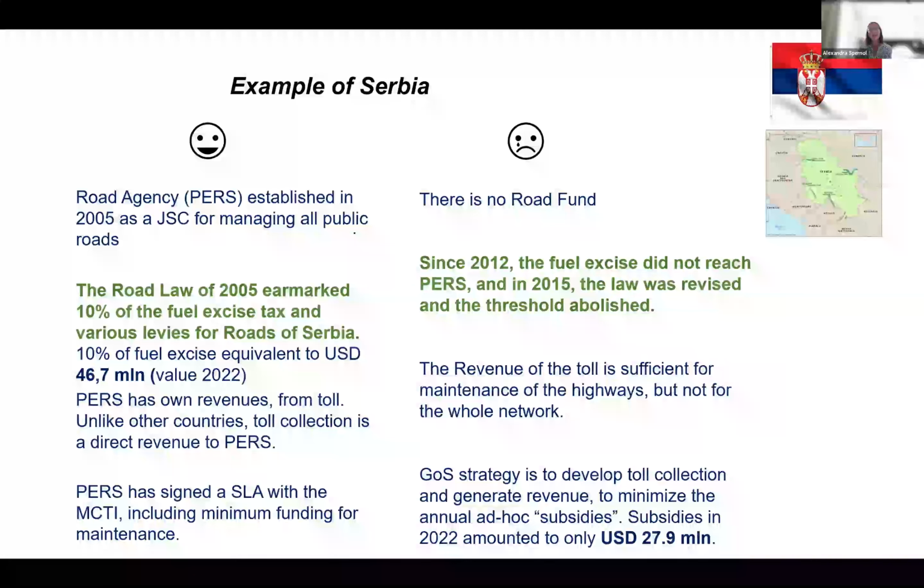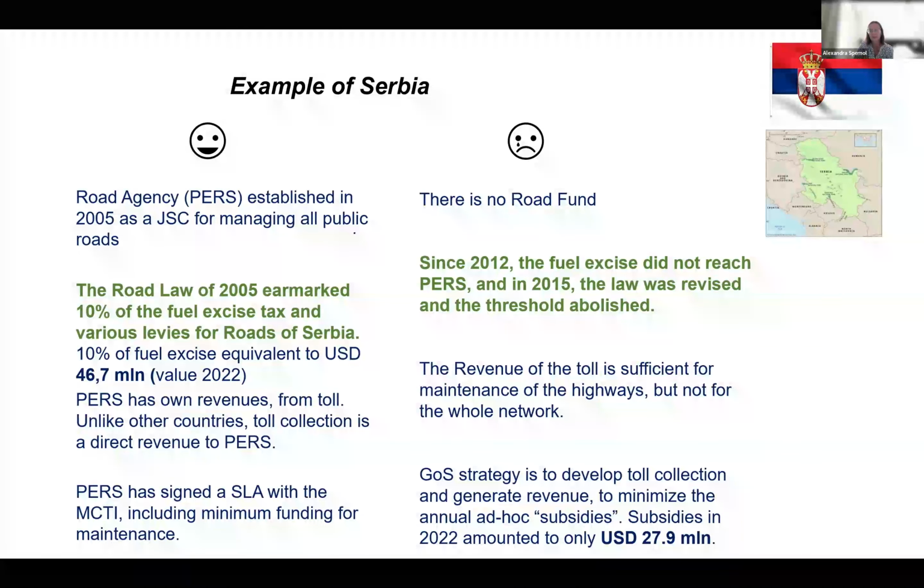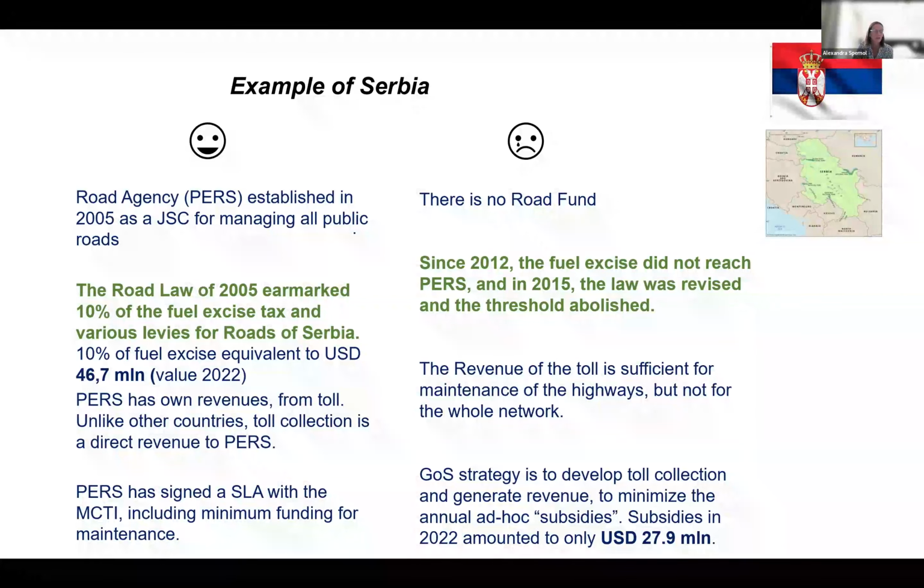This was in 2005. Starting from 2012, this fuel excise tax actually did not reach the accounts of Roads of Serbia. That means it was identified, but it was not paid by the government. And then in 2015, it was revised and this threshold is abolished. So now Roads of Serbia is just getting a budget subvention, a contribution.